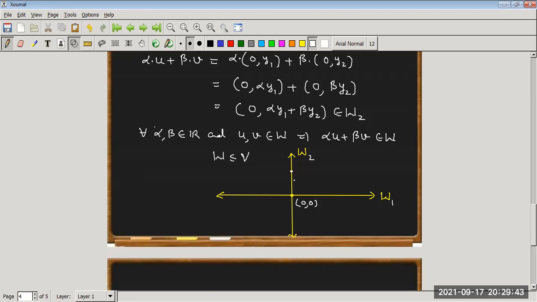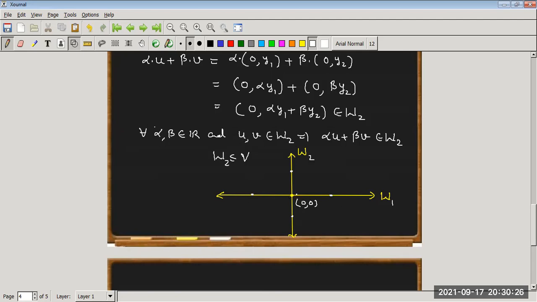Second, you can take any element in W2 or any element in W1. Their sum and scalar multiplication also lie in W1. If we take elements in W2, then their sum or scalar multiplication also belongs to W2. So W2 satisfies the property that alpha x plus beta y, for any alpha and beta scalars, belongs to W2, and then we can say W2 is a subspace of vector space V. Right? So similarly, we can prove that.